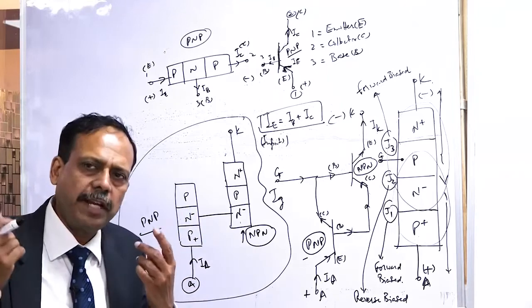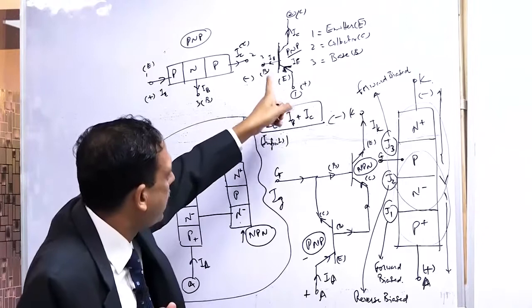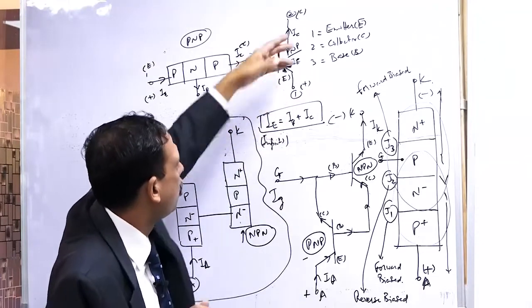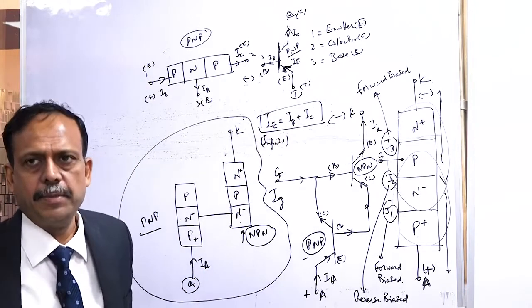Ramesh Krishnanji has also said okay. PNP is represented like that. The emitter current is going inside. Because it is going inside, the other two currents have to go out. So emitter current is equal to base plus collector current. I think Ramesh Krishnanji is also clear.